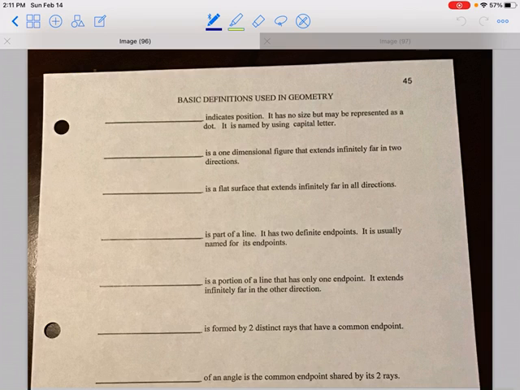All right, so our first definition is something that indicates position. It has no size, but may be represented as a dot, and it's named by using a capital letter. So if you think about a dot and a capital letter, that will probably bring you to the idea of a point. Next, we have a one-dimensional figure that extends indefinitely far in two directions. If you think about a figure like this, it is going to be a line.